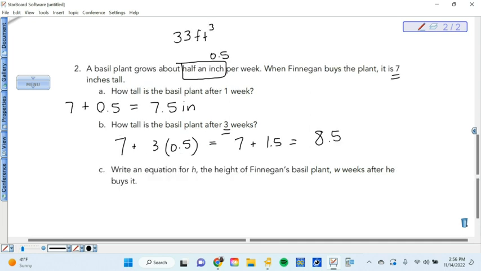Okay, what about our equation? H equals, what's my starting amount? 7. Yes, but instead of x, we're using w. That's it. Go ahead and turn that into the inbox, please.